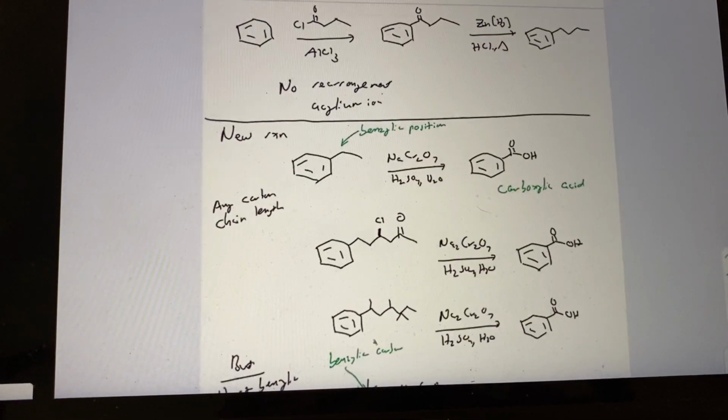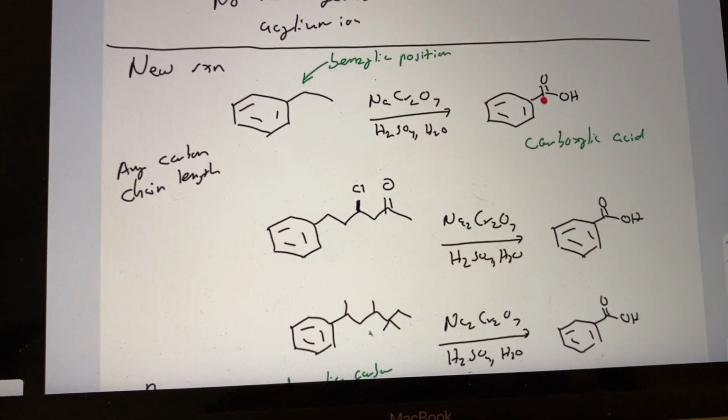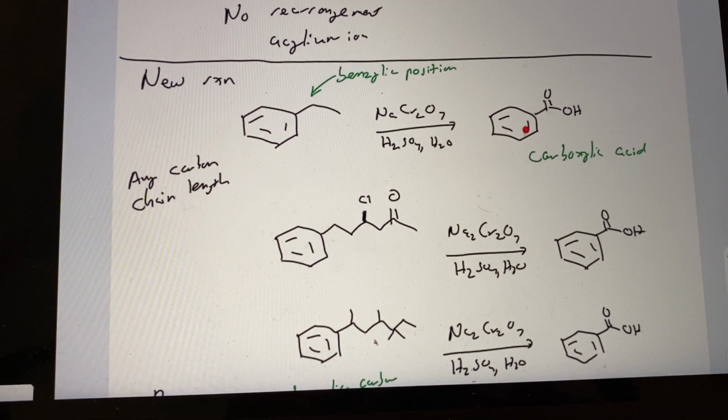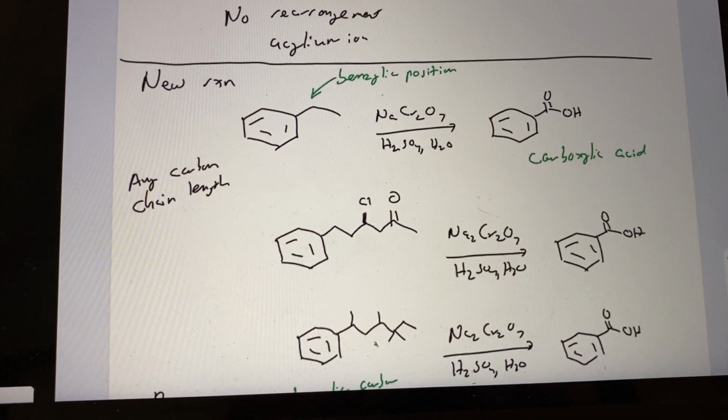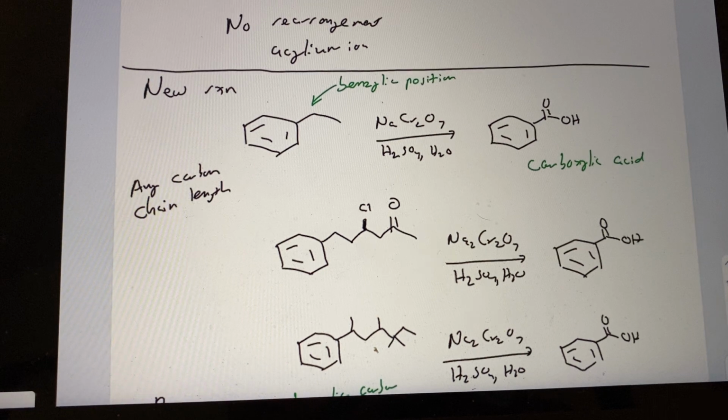Another good process is that you can introduce a carboxylic acid at the benzylic position. So you might want to do a bunch of chemistry on the benzene ring, and then at a particular step, treat it with sodium dichromate. That'll generate the carboxylic acid.